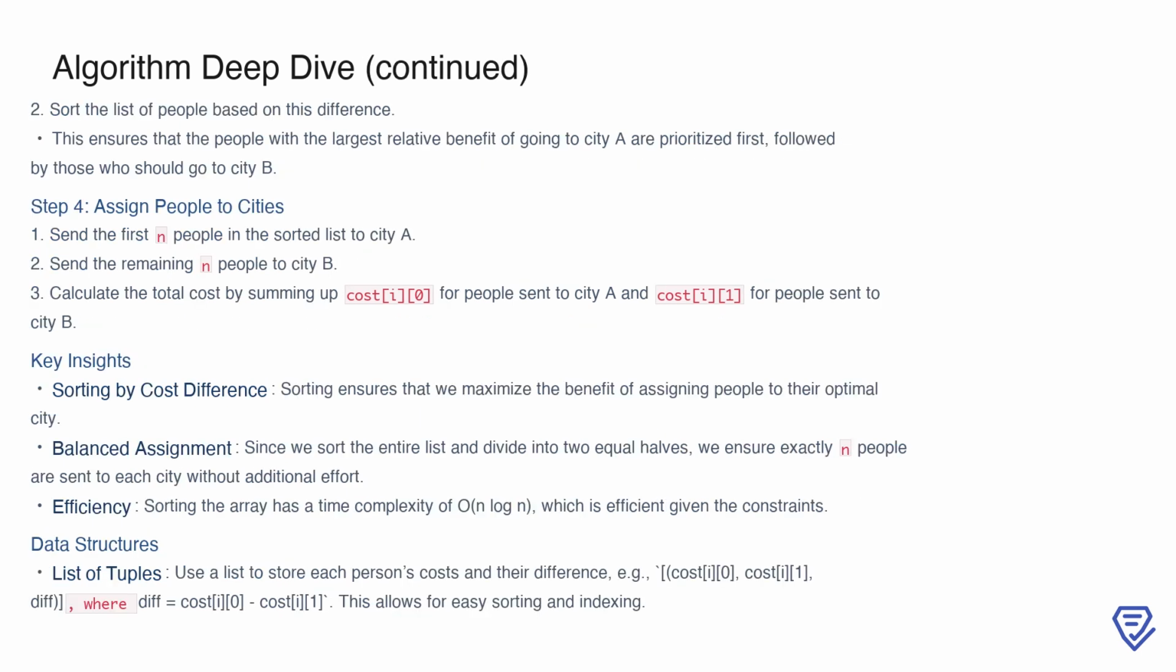Once we calculate the cost differences for each person, the next step is to sort the list of people by these differences. Sorting ensures that we prioritize individuals who benefit most from going to city A first, followed by those who are better suited for city B.